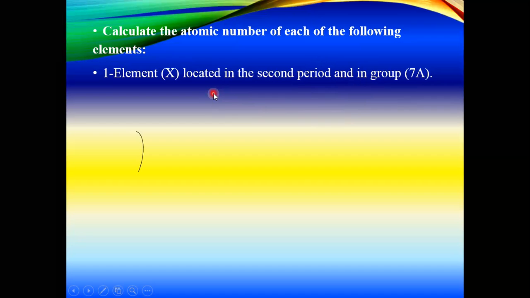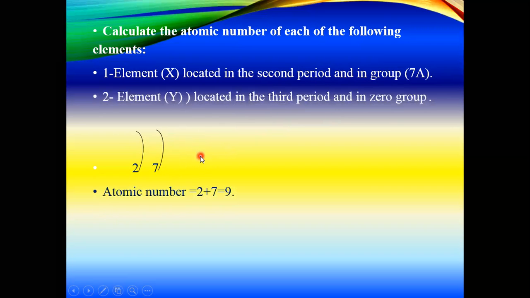طبيعي إن الأولاني يكون like this: 2 7. الأول فيه 2 completely filled وبعدين الثاني فيه 7. ليه 7 و 2؟ لأنه second period يعني 2 energy levels، والاوتر موست 7A يبقى 7. يبقى في الحالة دي الاتوميك نمبر 9.